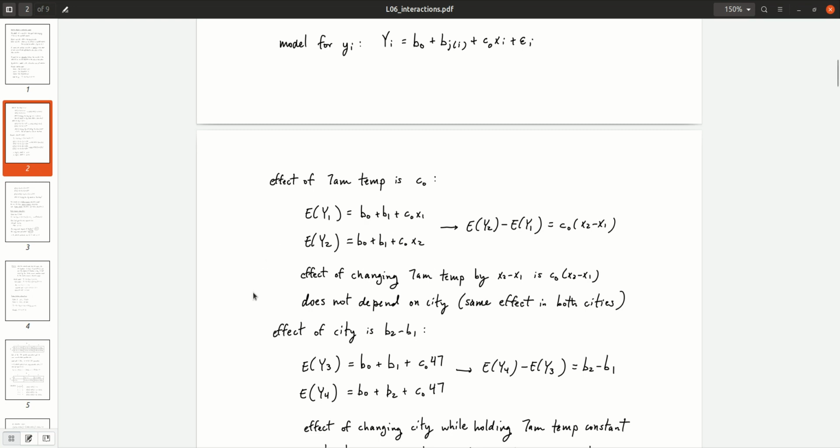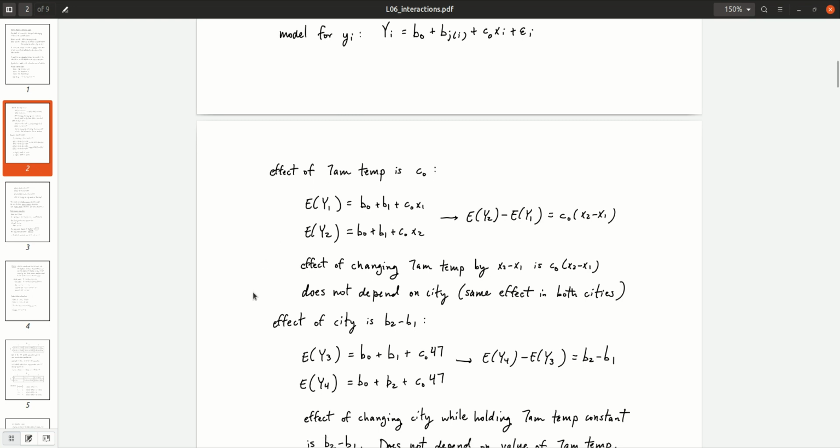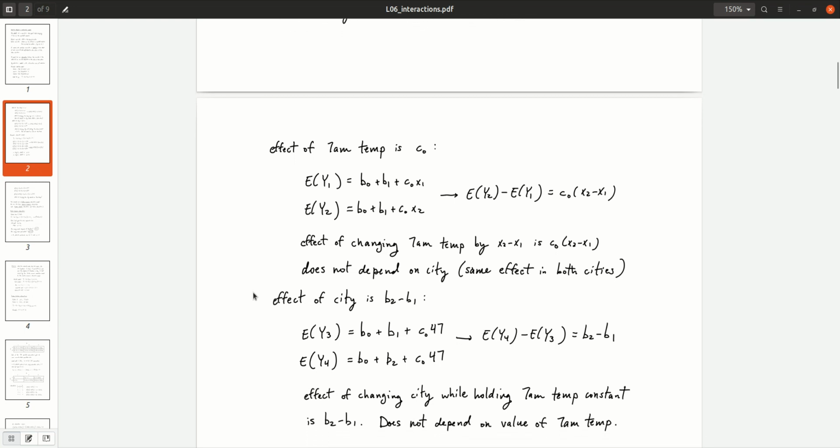Let's look at the other way around, the effect of changing the city. In this case, we're going to hold the 7 a.m. temperature constant. And to make this even more concrete, I'm going to say the 7 a.m. temperature is 47 degrees Fahrenheit. So the third observation is from city 1. It has 7 a.m. temperature 47. The fourth observation is from city 2, and it also has 7 a.m. temperature 47. So we're holding that constant and just changing the city.